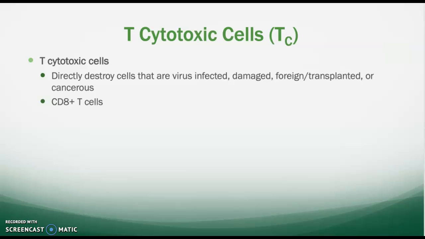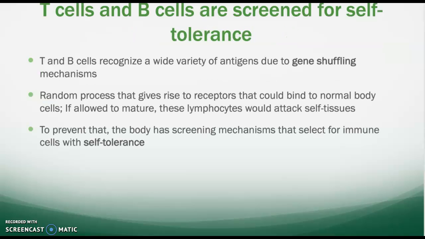Our cytotoxic T cells, remember, are the ones that directly destroy cells that are virus infected. Maybe they're damaged, or they are a foreign or transplanted cell. So think about things like transplanted organs. These are the cells that we would think of that could destroy those. Or they can also destroy cancer cells. Remember, I talked about that cluster of differentiation, the different proteins. These type of T cells show CD8. That's how we know that they're cytotoxic T cells.